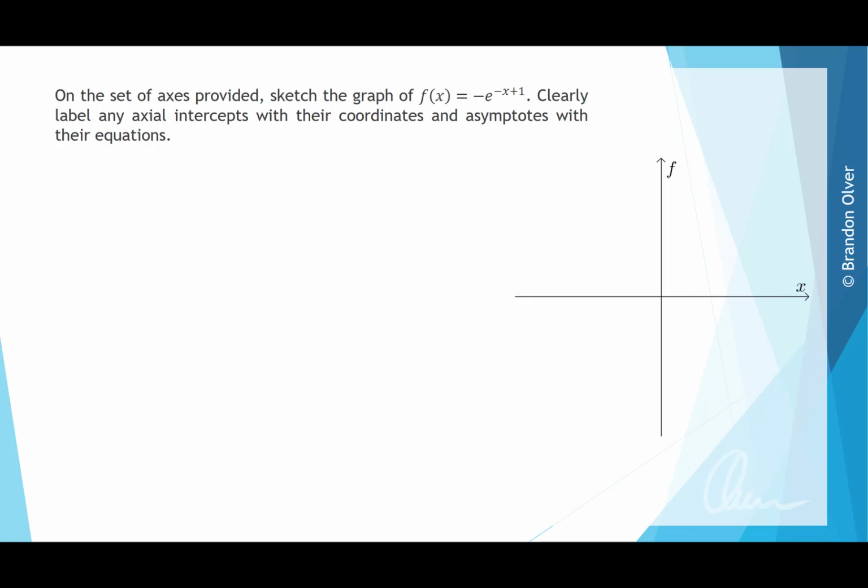On the set of axes provided, sketch the graph of f of x equals negative e to the power of negative x plus 1. Clearly label any axial intercepts with their coordinates and asymptotes with their equations.